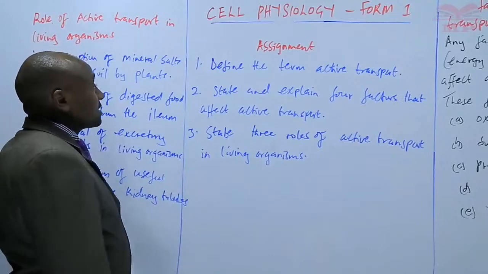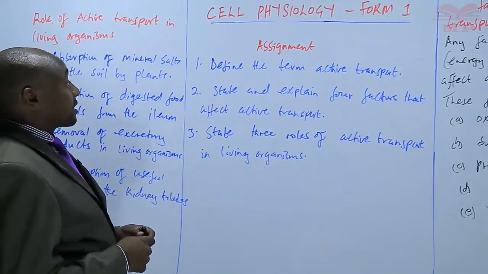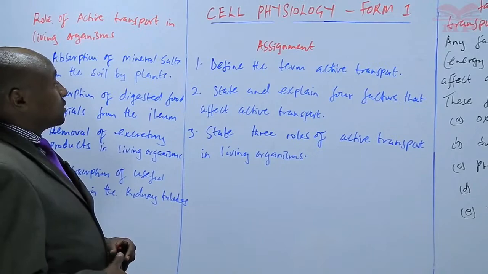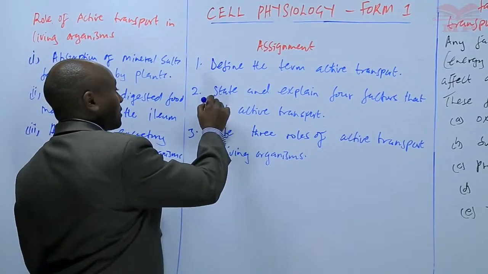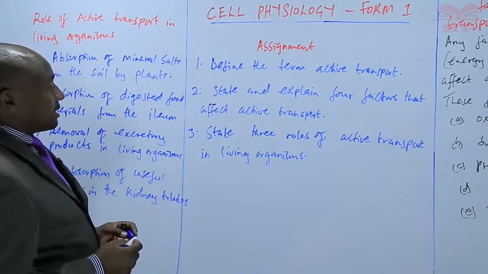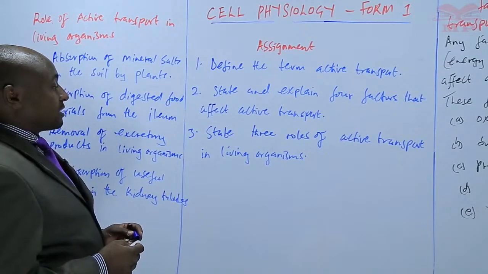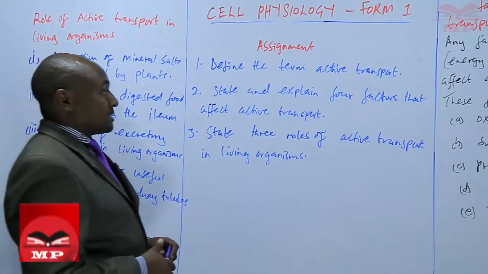So the first question in the assignment: define the term active transport. 2, state and explain 4 factors that affect active transport. And 3, state 3 roles of active transport in living organisms.